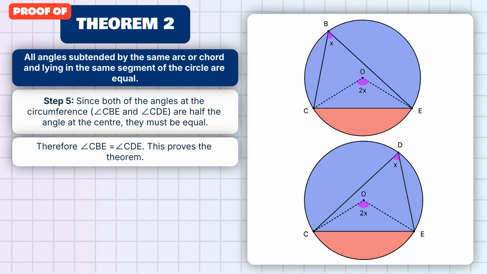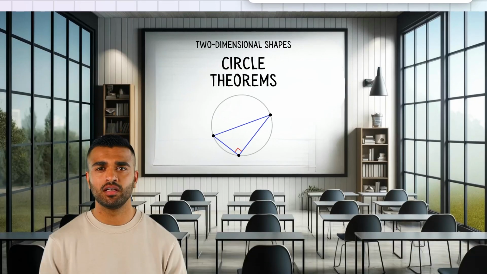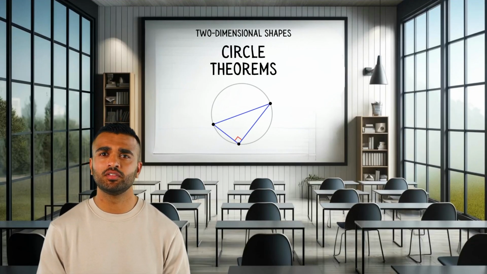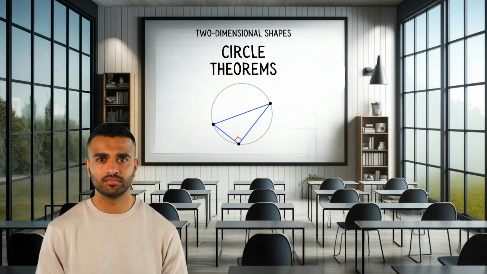With these powerful theorems, we can solve many challenging problems involving angles within circles. Whether it's identifying right angles or proving that angles in the same segment are equal, mastering these concepts will be a huge asset in your mathematical toolkit. In today's lesson, we explored two significant theorems in circle geometry: the right angle subtended by a semicircle, and the equality of angles in the same segment.